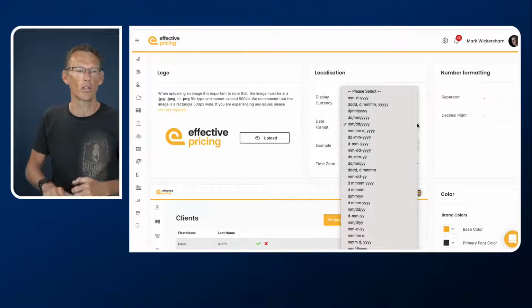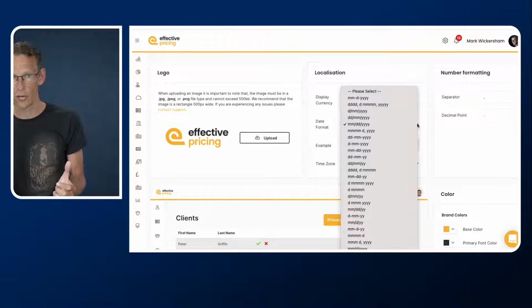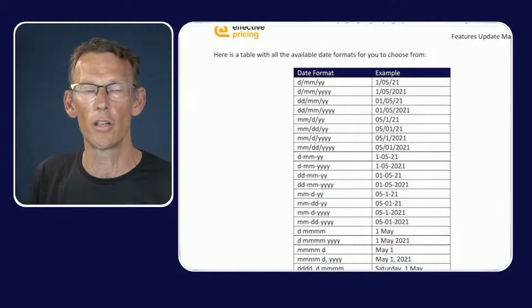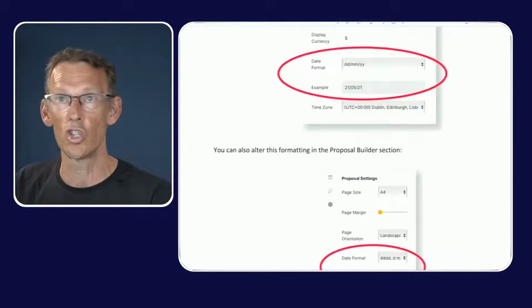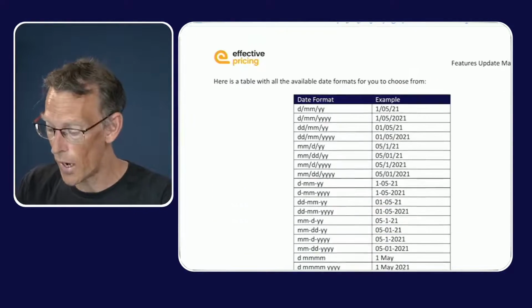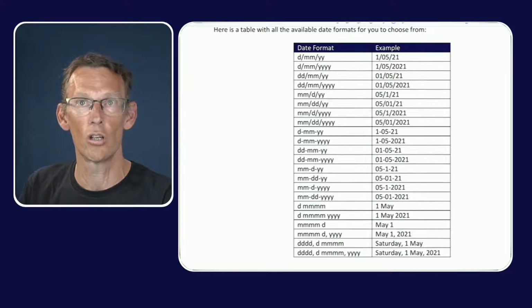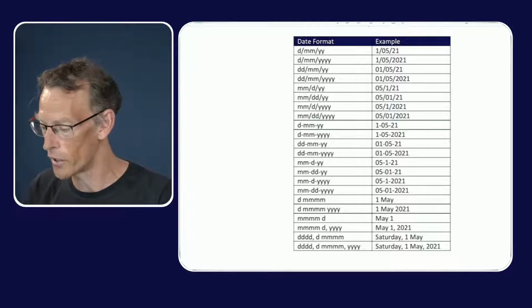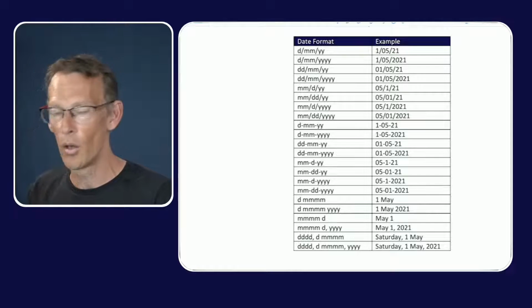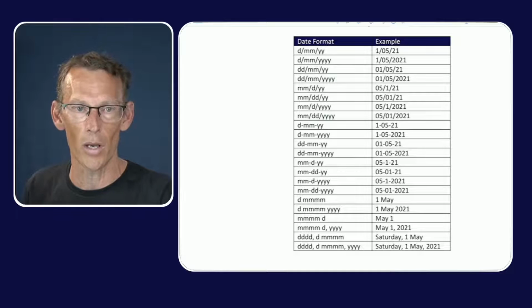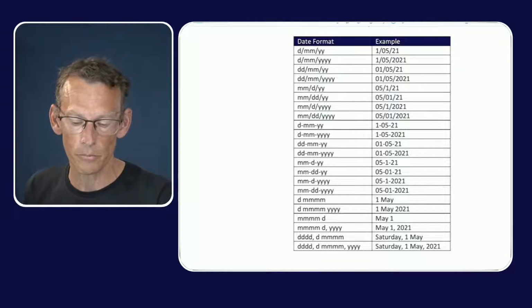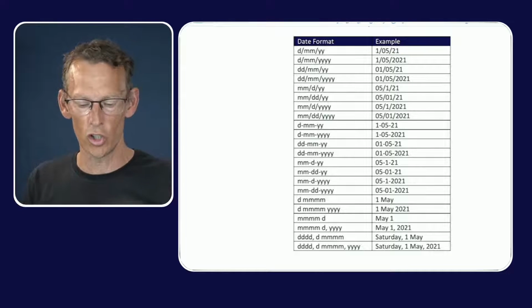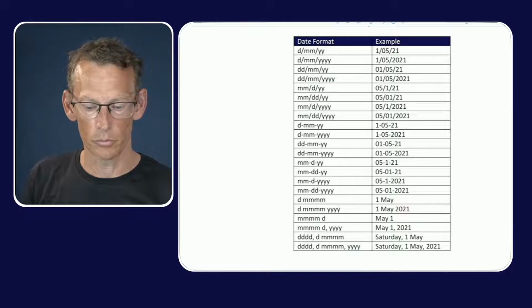So you will see date format. And what we've done for you is created a whole bunch of different dates. And what Emily's done for you is she's created a little user guide with all the new features that I'm going to run through today. There's a table in here that shows what's on that drop-down list, and on the right-hand side, what the date will look like. So if you like your dates to be something like 1 May 2021, you can choose that. It's a one-off setting. It's how you want your dates to be shown in the proposal.